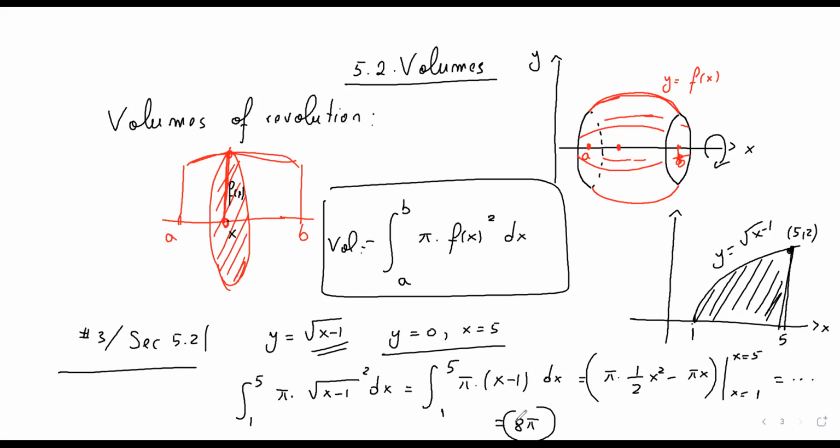So the important thing is that when you rotate things, folks, you'll always have pi times something. That has to do with the fact that you're working with circles. You're calculating areas of circles, pi r squared, right?